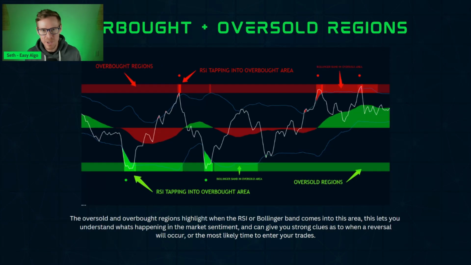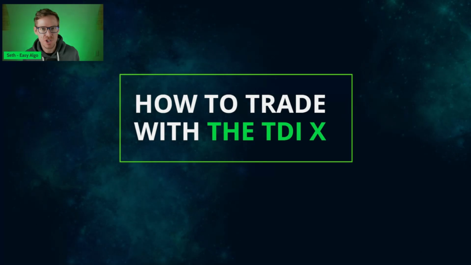And one of the newest features we've added is the overbought and oversold functionality. So when price comes into an overbought region, it highlights red. If it comes into an oversold region, it highlights green. This lets you know that price is coming into a zone where buyers and sellers are going to start becoming more active. So this is when you want to get ready. Let me take you on the charts now and show you how to trade with the TDI X.